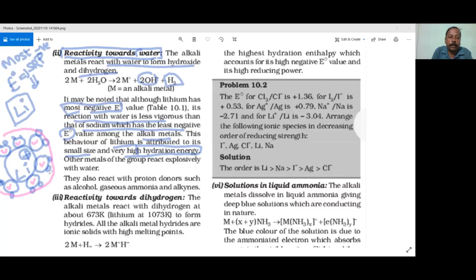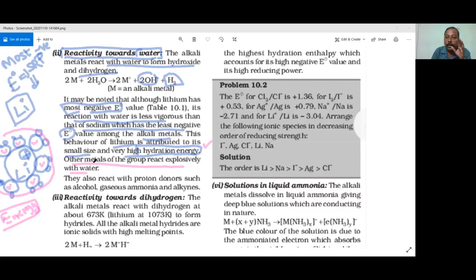During this hydration, energy will be liberated. What will be liberated? Energy will be liberated when they accumulate due to attraction force. That energy liberated is called the hydration energy. That is called what? Hydration energy.